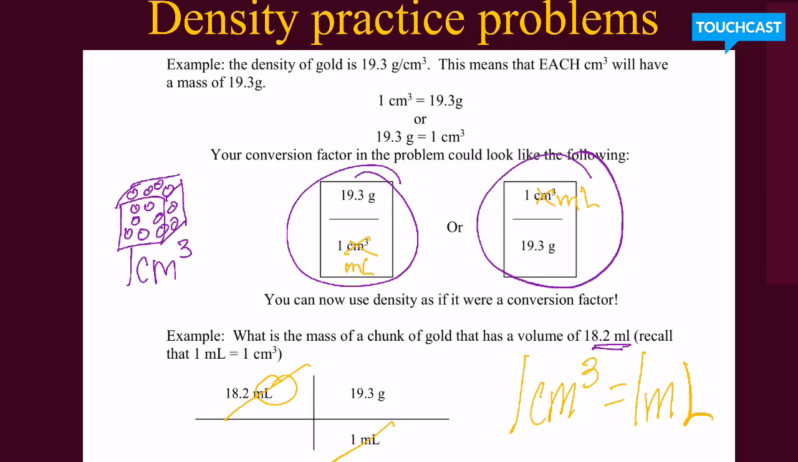Well, when you're doing this problem for real, you need to make sure that you also don't forget to reduce the final answer to the correct number of sig figs. And it looks like this particular problem has 3 sig figs.